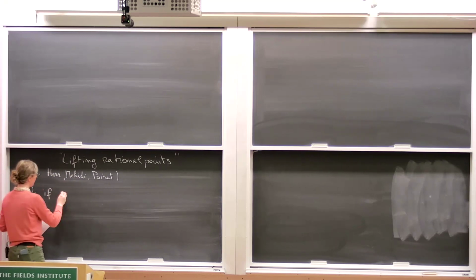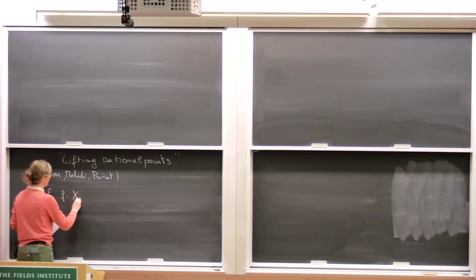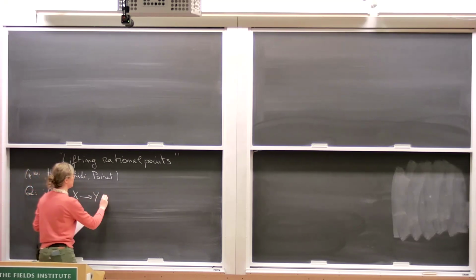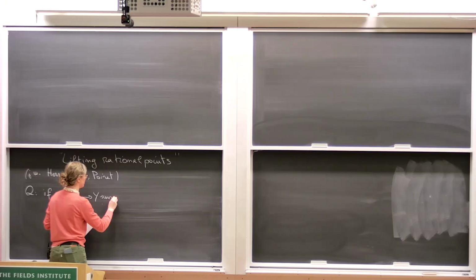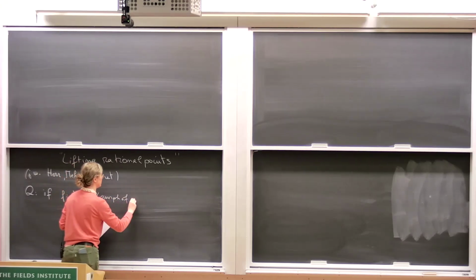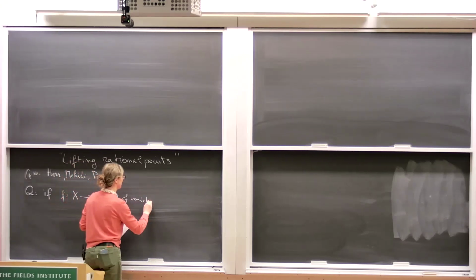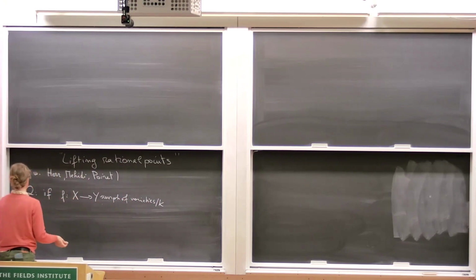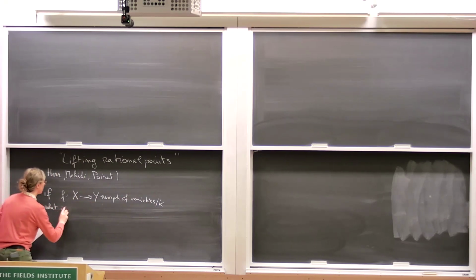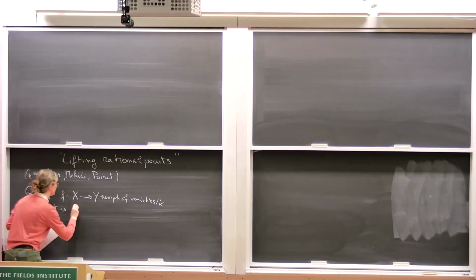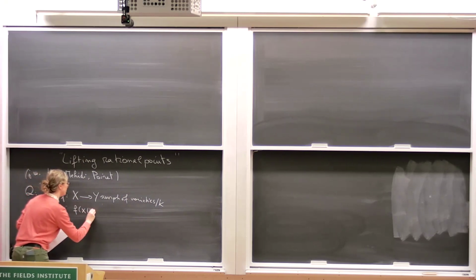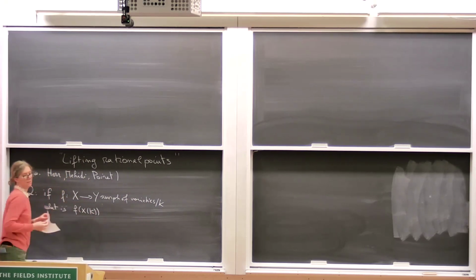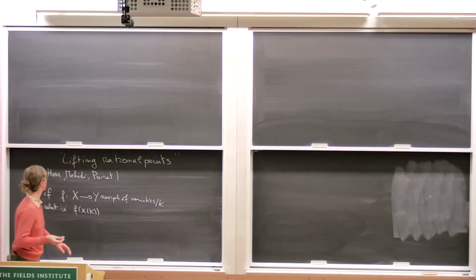If we have a morphism f of varieties X to Y over a field, what is the set f of X of k as a subset of Y of k?